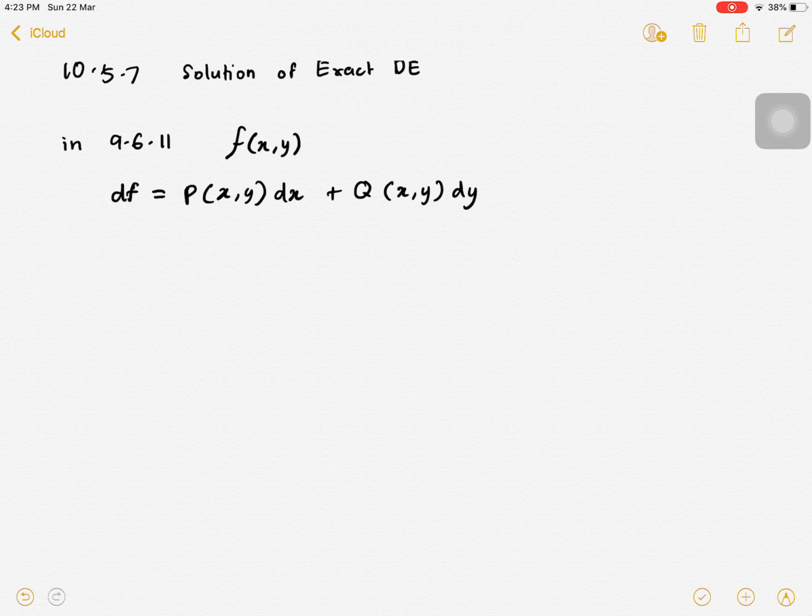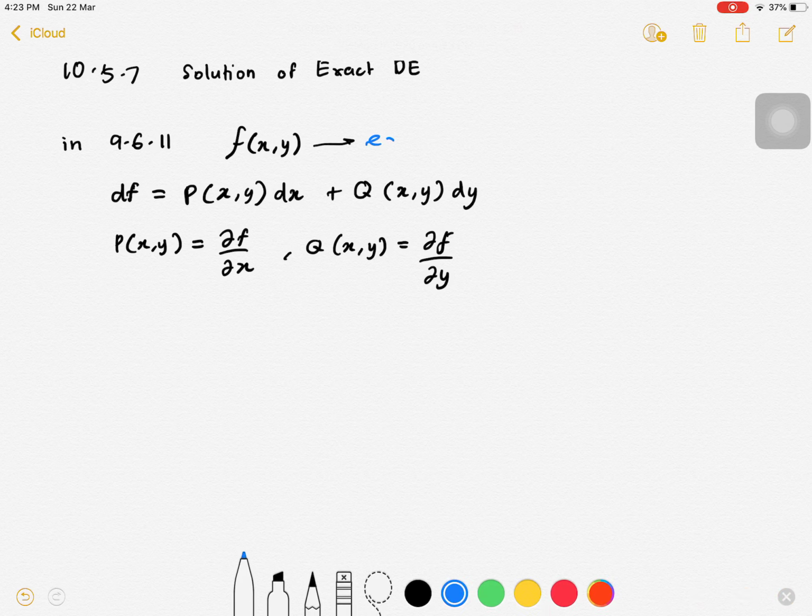And when we compare to the formula that we have learned previously, we know that p(x, y) is equal to delta f delta x, and q(x, y) is equal to delta f delta y. So if f is exact, this condition should be fulfilled. But if we cannot find p(x, y) and q(x, y), therefore the equation is not exact. So in this topic, the form is quite similar.